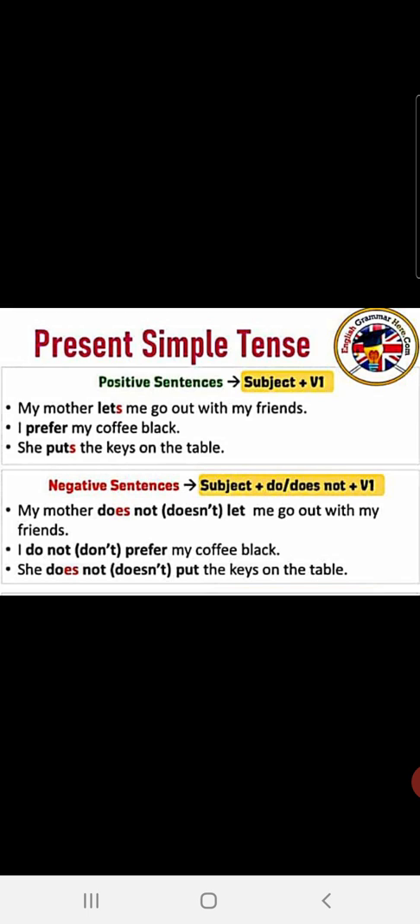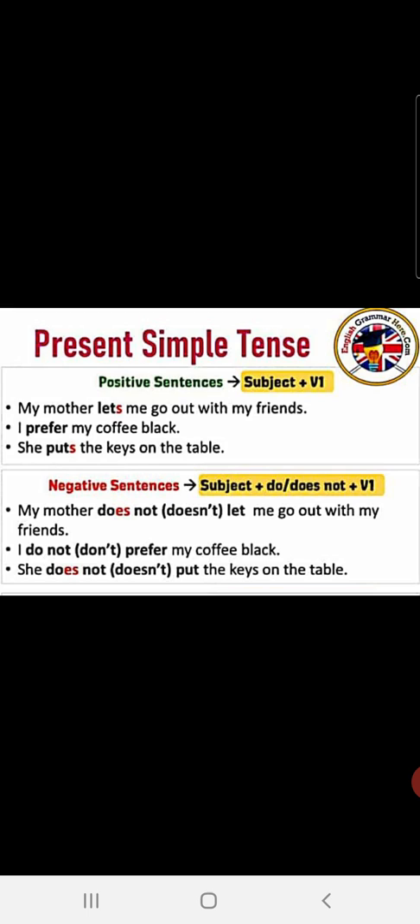I prefer my black coffee. Prefer is the verb which is in simple present tense. So we will see the subject. Subject is I. Now with I we always use do. We have done this in helping verbs, children. I do not prefer my coffee black. Do not, the contracted form is don't.